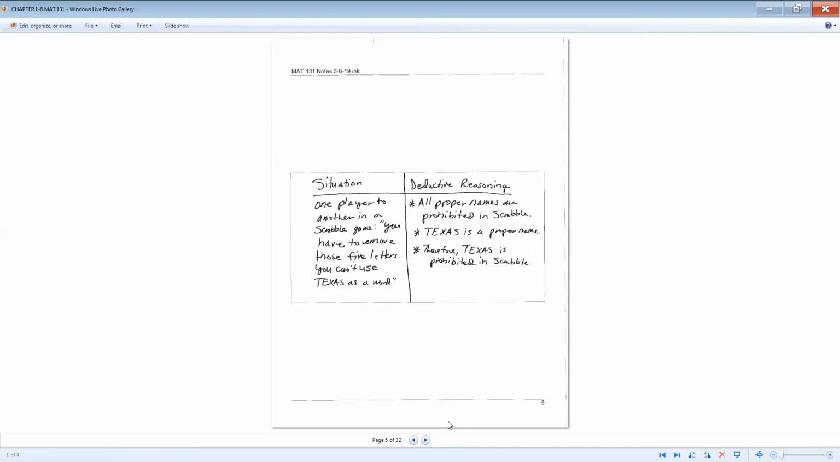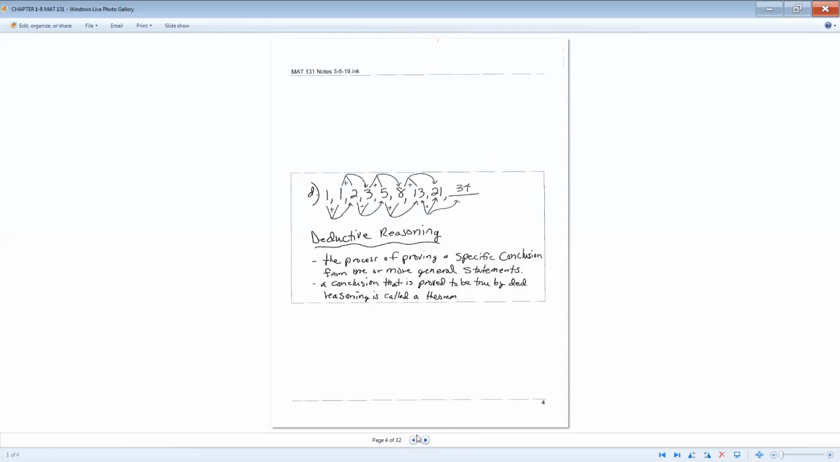So one player to another in a Scrabble game, you have to remove those 5 letters. You can't use Texas as a word. So your deductive reasoning will start off with recognizing that all proper names are prohibited in Scrabble. Texas is a proper name, therefore Texas is prohibited in Scrabble. So once again, it's the process of proving a specific conclusion from one or more general statements.